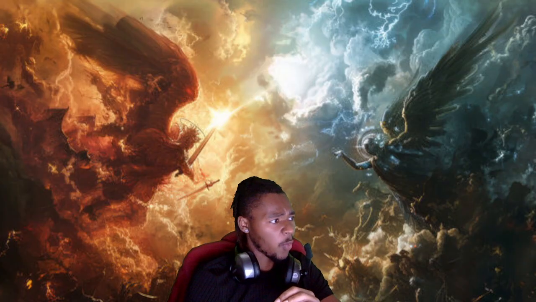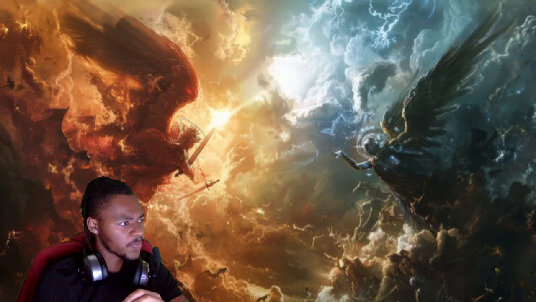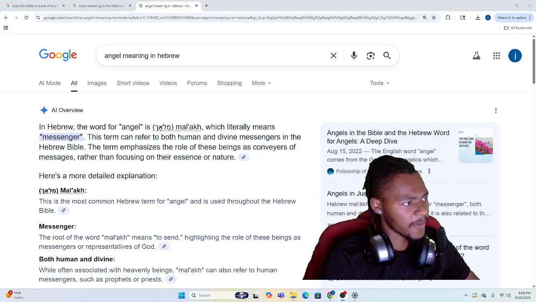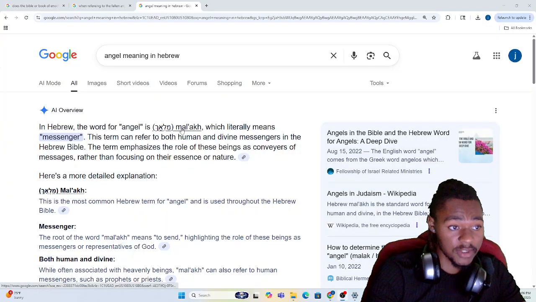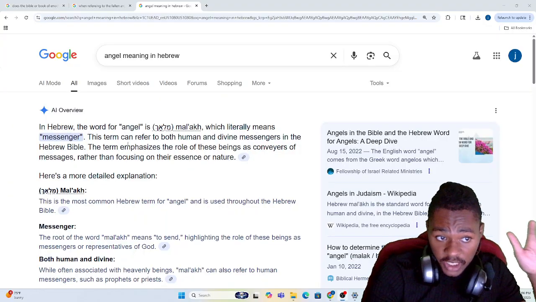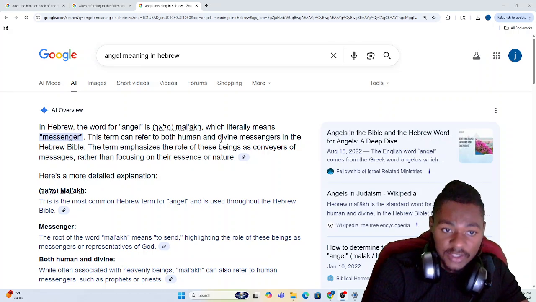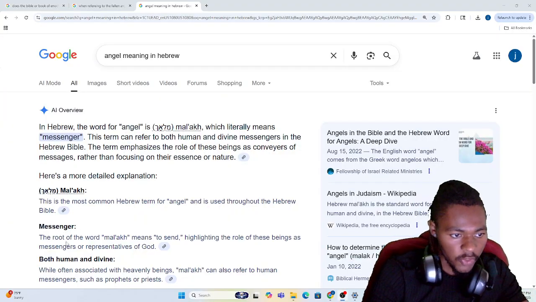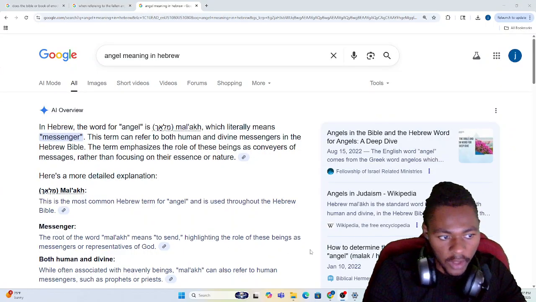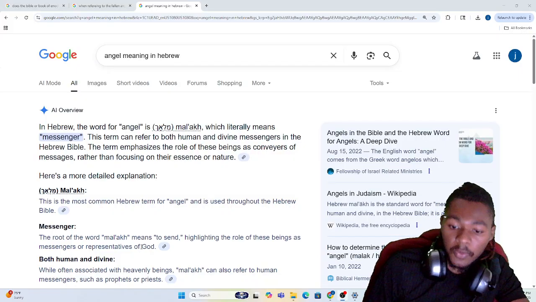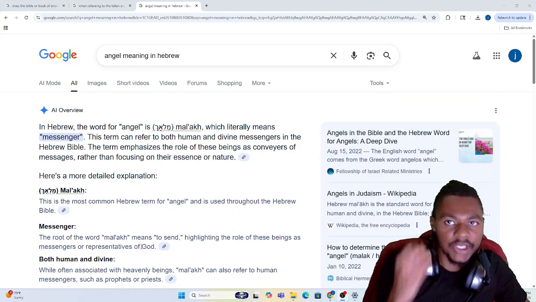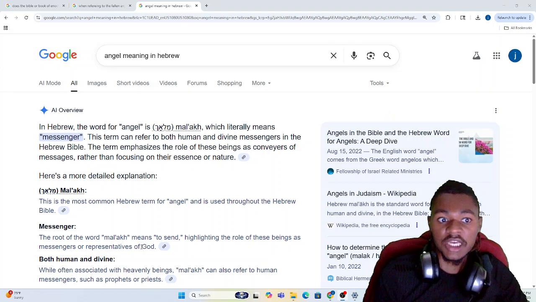Let's first look at what the word angel even means, right? Let's pull up my screen real quick. So, right here, the Hebrew word for angel literally means messenger. The term can refer to both human and divine messengers in the Hebrew Bible, meaning that an angel is just a messenger, specifically a messenger from the Lord or from the divine. The root of this word means to send, highlighting the role of these beings as messengers or representatives of God. This is very important because when we say the word angel, you can't always just think about most people's perception of an angel, because they're really just messengers.